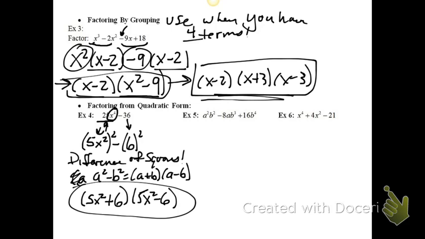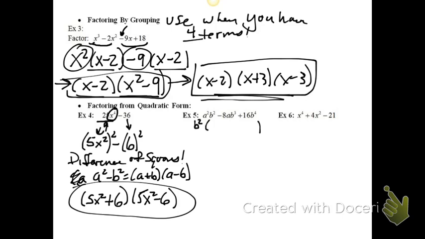Let's take a look at example 5. Now this one just looks plain old scary. It's got a's and b's. Let's see if there's a GCF we can pull out. I have an a squared and an a, but no a's in the last term. I have a b squared, b cubed, and b to the 4th. Each of these terms has at least a b squared. So let's start by factoring out a b squared.